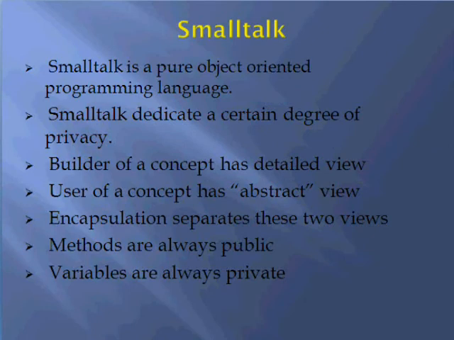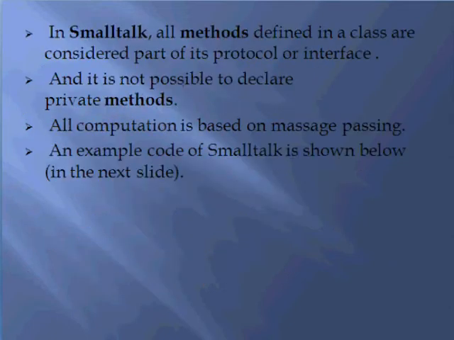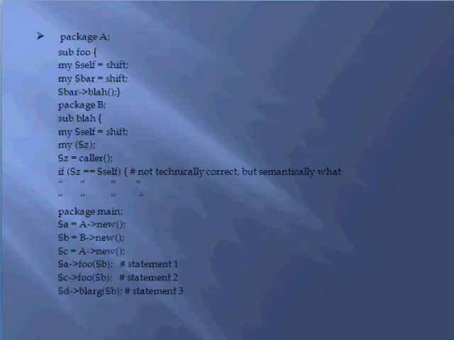Smalltalk is the first object-oriented programming language. The idea behind information hiding is that users of an object need not have access to either the representation or the implementation of the operation. In Smalltalk, objects provide two views of themselves, one to provide potential users or clients of the object, another to implementers of the object.